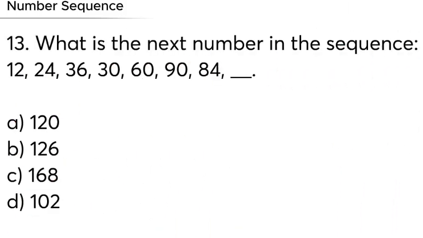13. What is the next number in the sequence? 12, 24, 36, 30, 60, 90, 84. A, 120. B, 126. C, 168. D, 102.